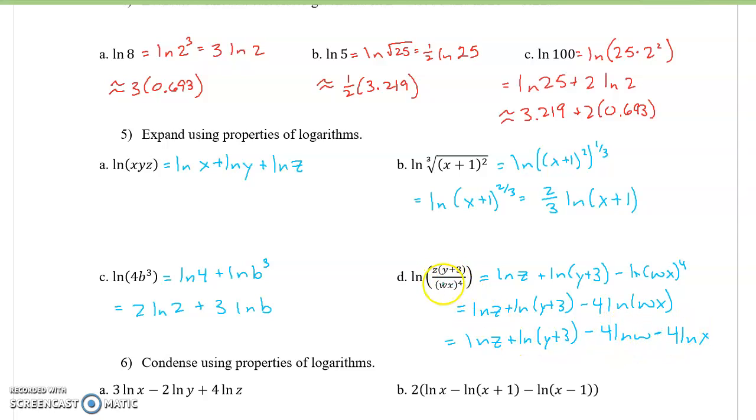So notice anything that shows up in the denominator is going to have a negative in front of it. Anything that shows up in the numerator is going to be positive out front. So that's a nice little thing to double check.